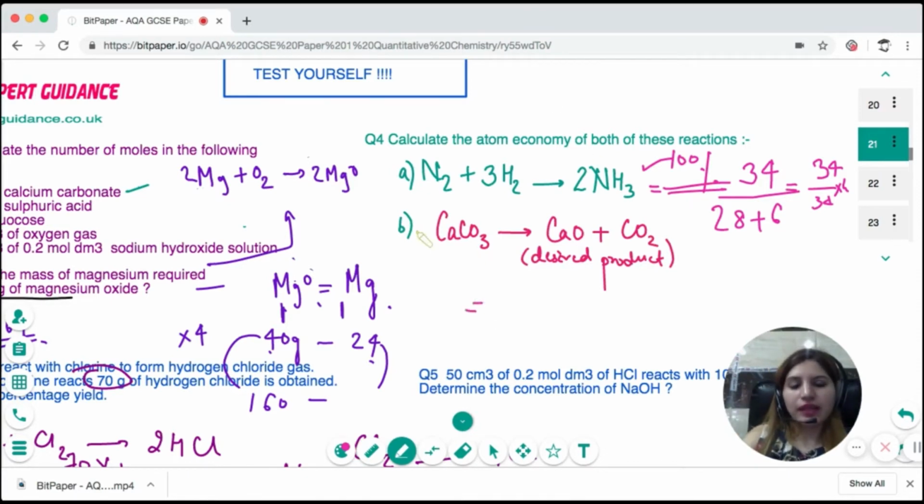Okay, now what is the calcium carbonate? Our desired product is calcium oxide, and what is the mass of calcium oxide? 40 plus 16, 56 over the mass of the reactant. CaCO3 mass is 100. We times by 100, so 56% is the atom economy of this.